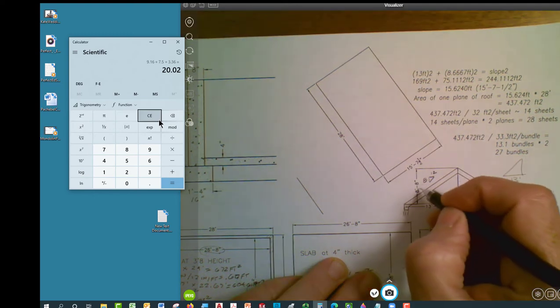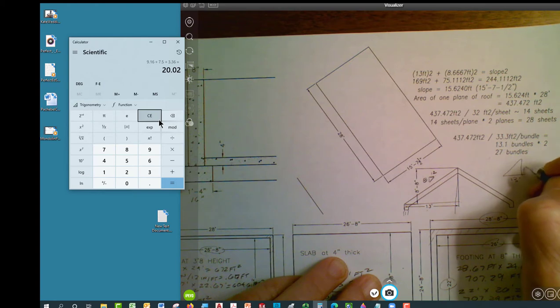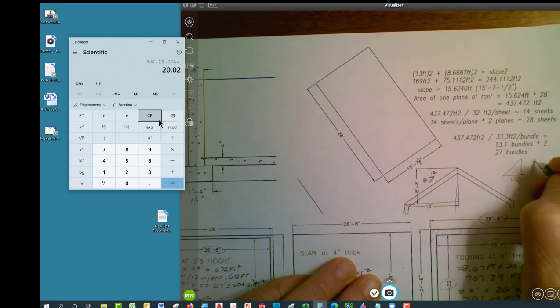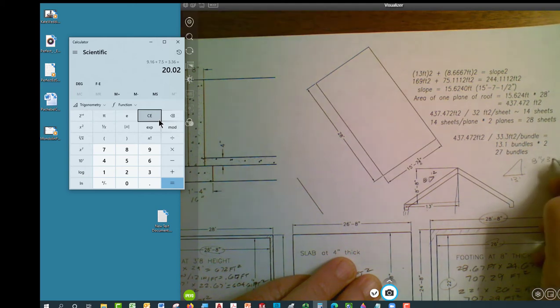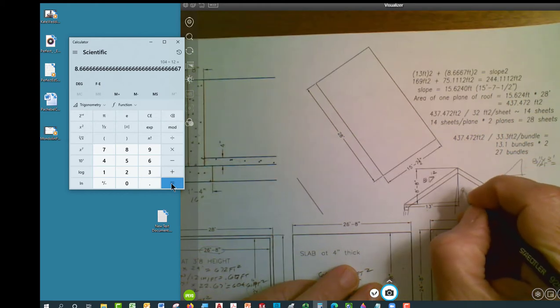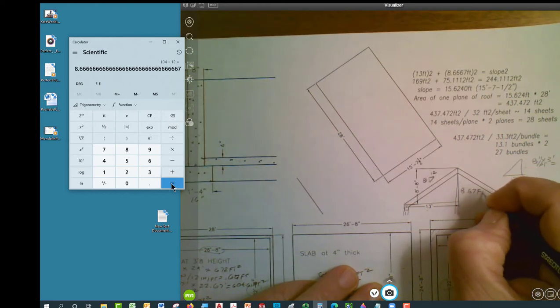Well, if we know the pitch is 8 in 12, we can calculate the height here, which is not going to be 8, it's going to be 8 inches per foot. So 8 inches per foot times 13 feet is going to give us how many inches? 8 times 13. So there's 8 inches for every foot, so there's 104 total inches of rise. Divide that by 12, and we get 8.6667. It keeps coming up, doesn't it? So the height here is 8.67 feet.